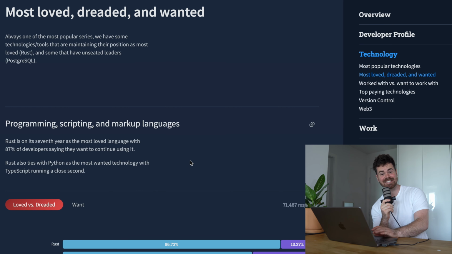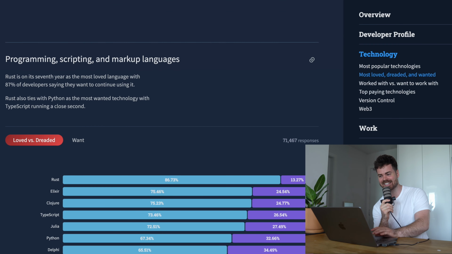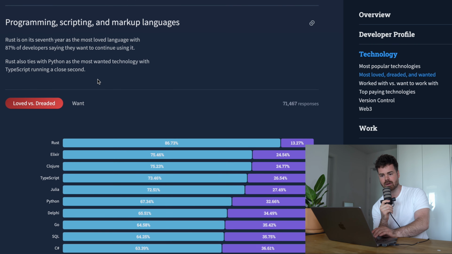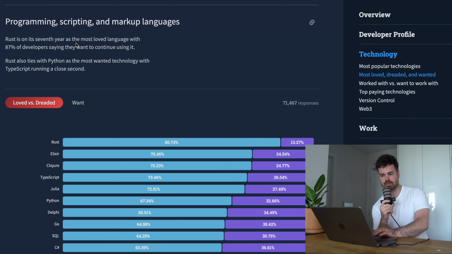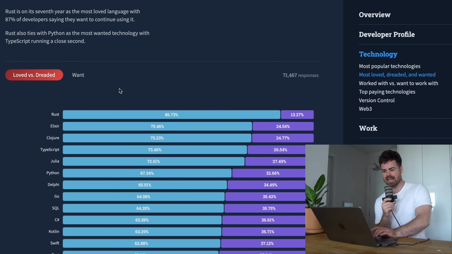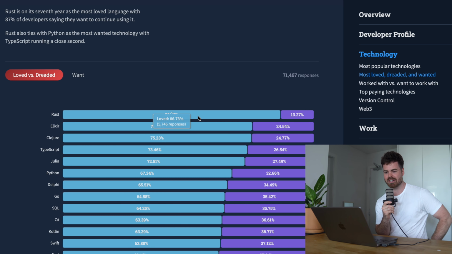Most loved, dreaded, and wanted. This is the juicy stuff. This is what you're all here to see, apart from the salary information, which we'll be getting into very shortly. So within programming, scripting, and markup languages, Rust is on its seventh year as the most loved language, with 80% of developers saying they want to continue using it. That is a pretty outstanding compliment in the technology world, to be honest. So 5,746 responses saying that they loved Rust.